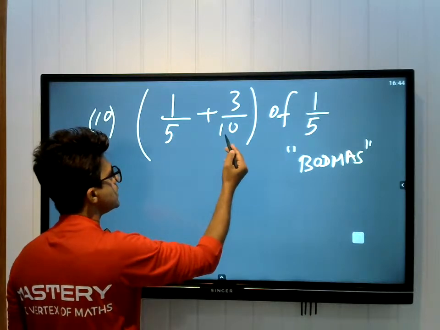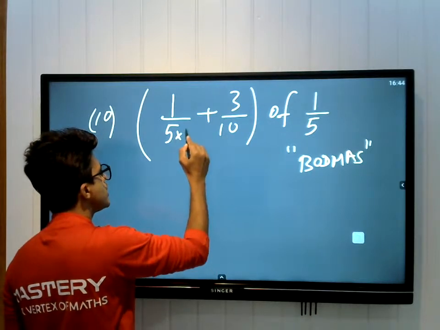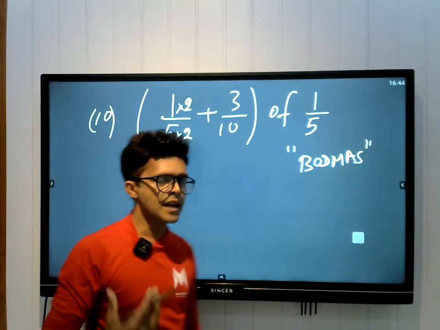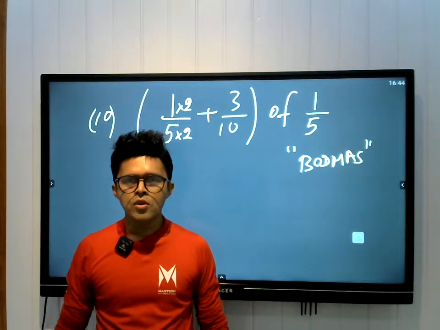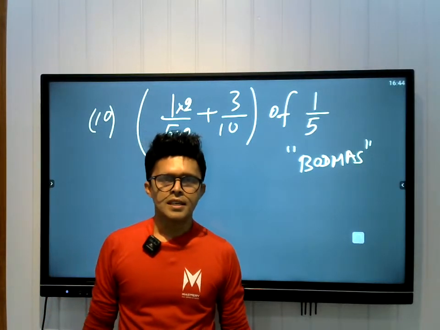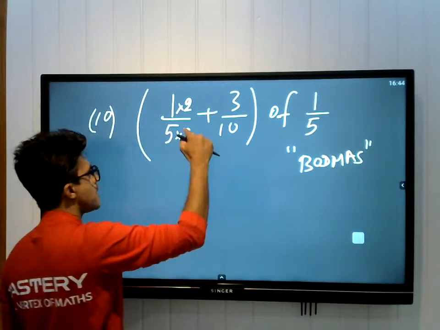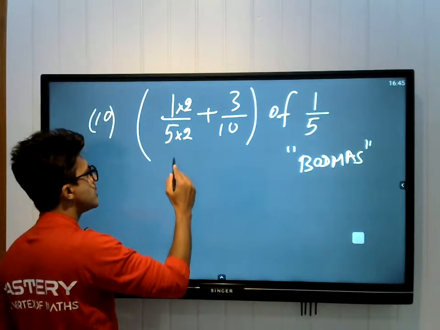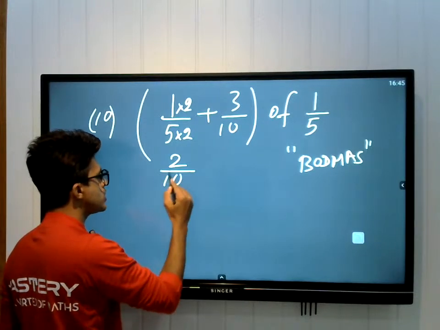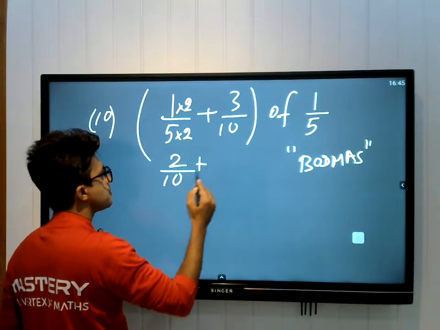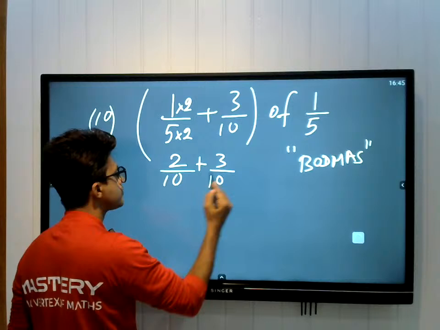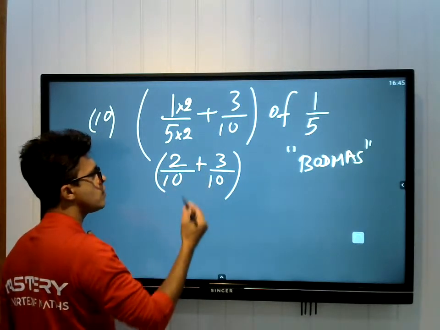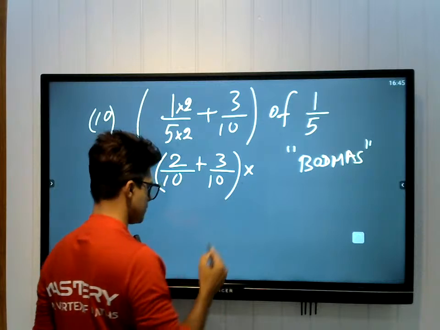Then here 10, here 5. You need to make the denominators equal so that you can get an equal value. You need to multiply both denominator and numerator by 2. So 1 into 2 is 2, 5 into 2 is 10, plus 3 over 10. Now we have 2 over 10 and 3 over 10. Of means multiplication.